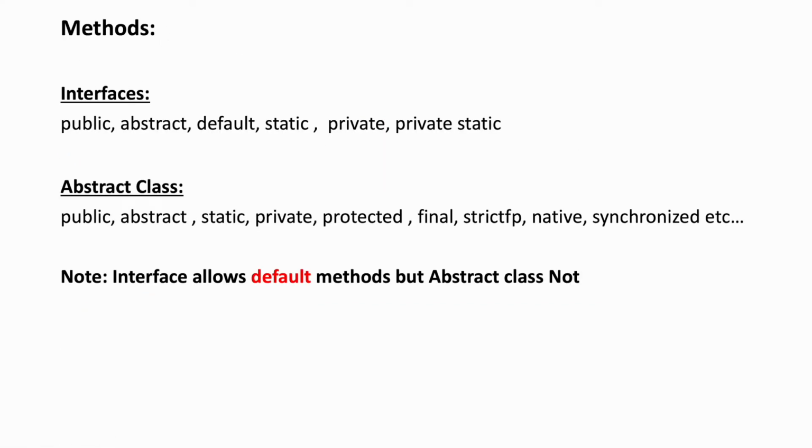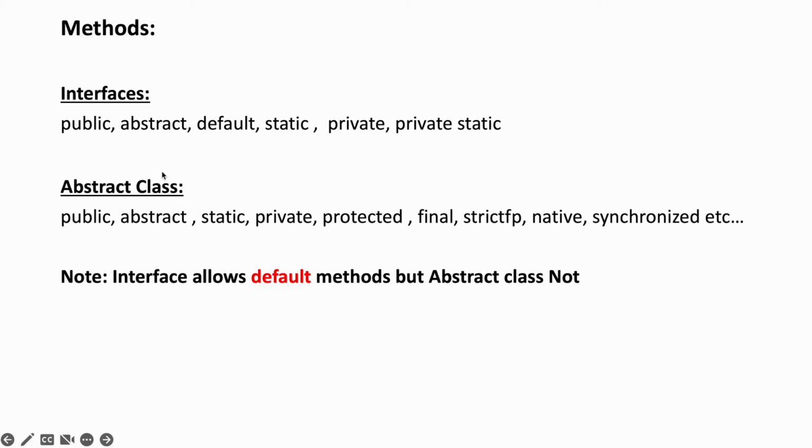Methods. Before Java 8, interface methods are public and abstract. In Java 8, they introduced default and static methods. In Java 9, they introduced private and private static methods. So, after Java 9, interfaces allow public, abstract, default, static, private and private static methods. If you declare methods with keywords other than these, it will give errors.